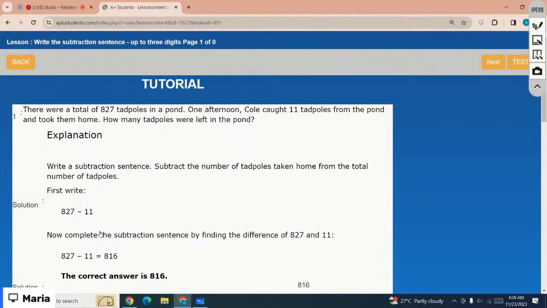So the total tadpoles are 827, right? He took 11. You need to calculate how many you are left with. So basically that means you have to subtract 11 out of 827, right? You have to do 827 minus 11, right? When you subtract 11 from 827, the answer is 816. Okay, let's just start with the practice questions.